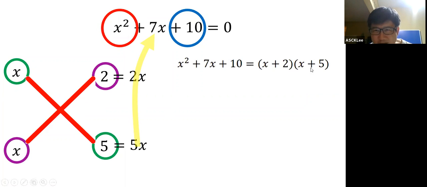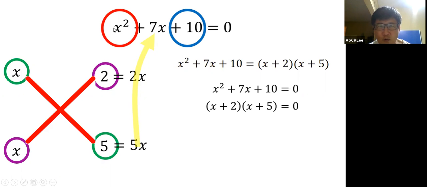Always go back to your question. This is not your question. Your question is solve this. You haven't solved it yet, you have only factorized it. So get back to your question: x squared plus 7x plus 10 equals 0. You found that x squared plus 7x plus 10 equals x plus 2 times x plus 5. So replace it with whatever you found on the right. And at this step, remember the zero product property and apply it.